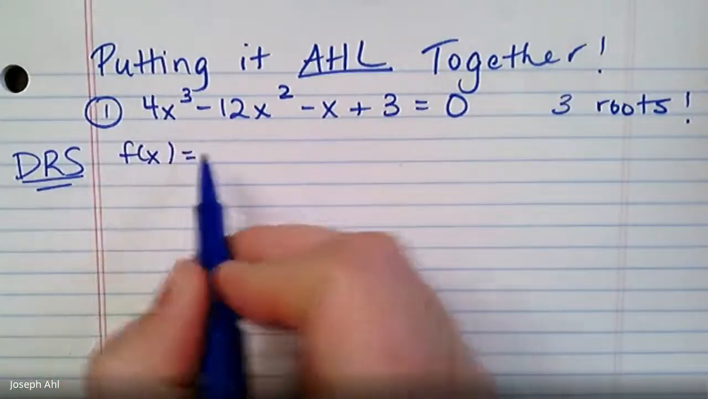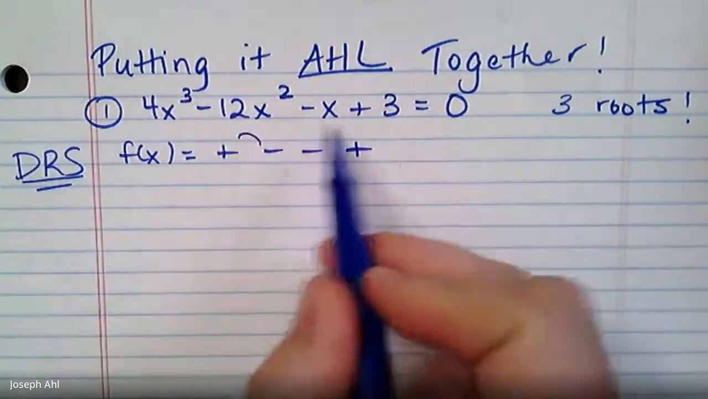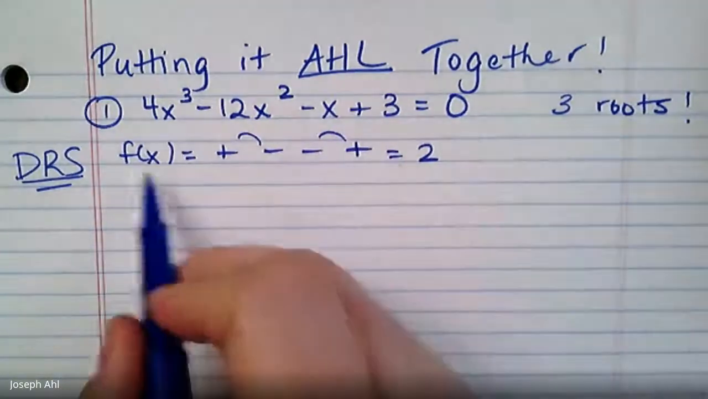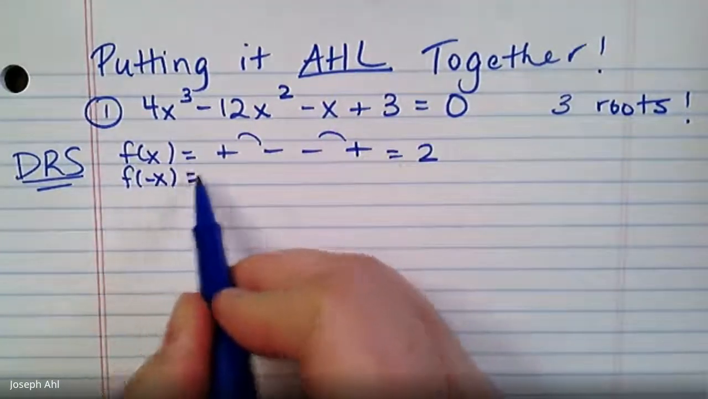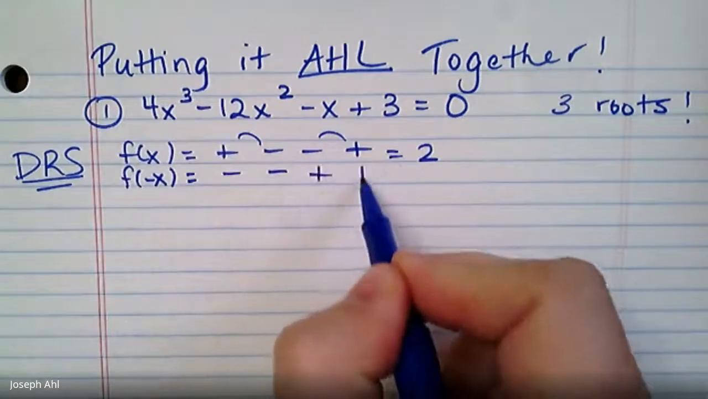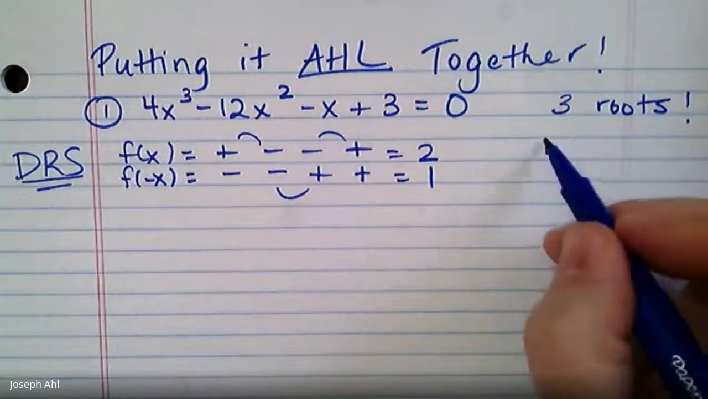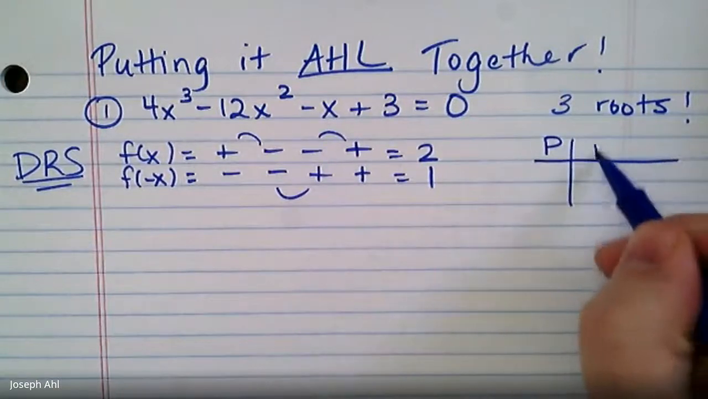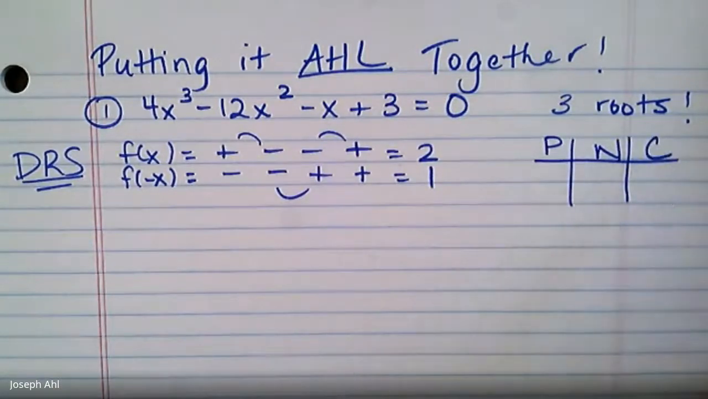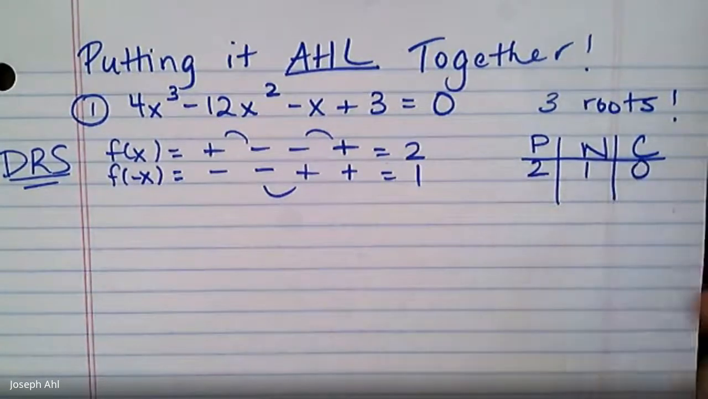So for f of x, we go plus, minus, minus, plus. And we've got 2 sign changes there. For f of negative x, we'll change the odd exponent terms. That's negative, negative, positive, positive. Only 1 sign change there. So when I go to make my chart, for the cases for positive, negative, and complex roots, the first row of Descartes' rule of signs would say 2, 1, 0.